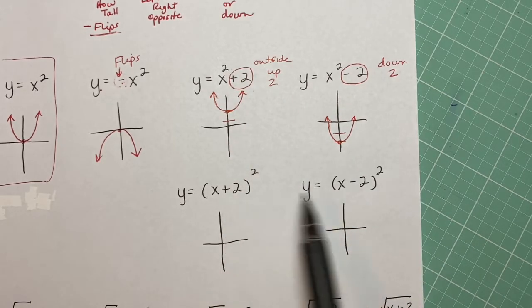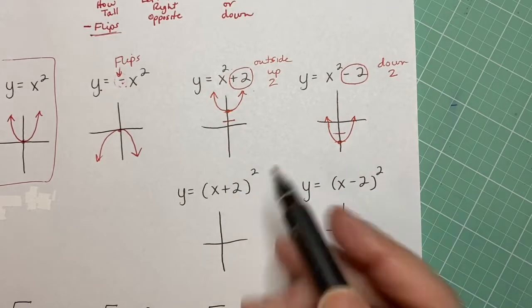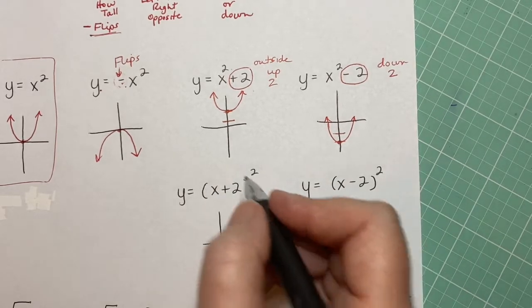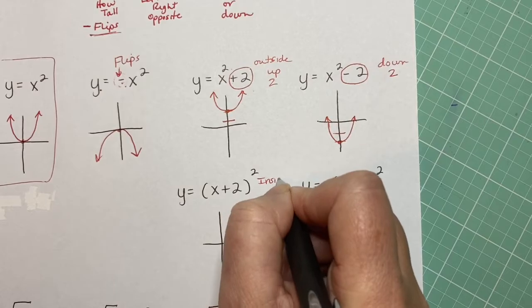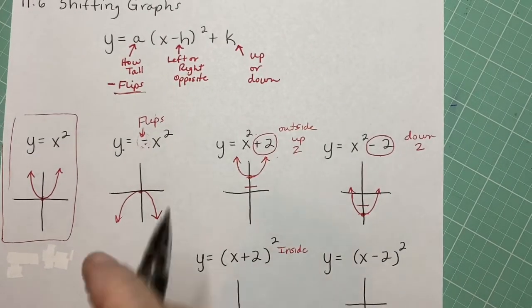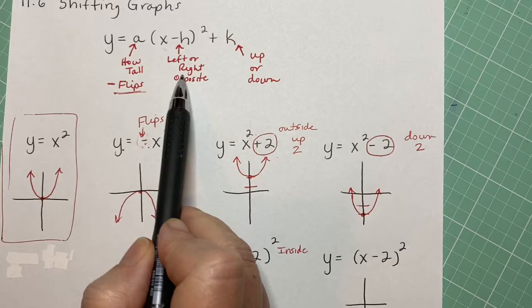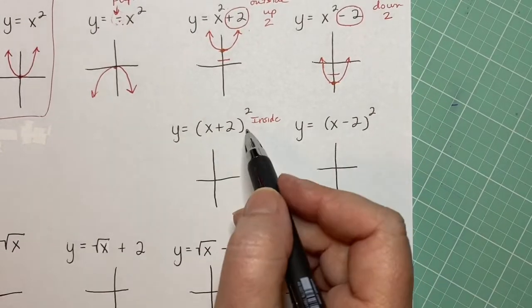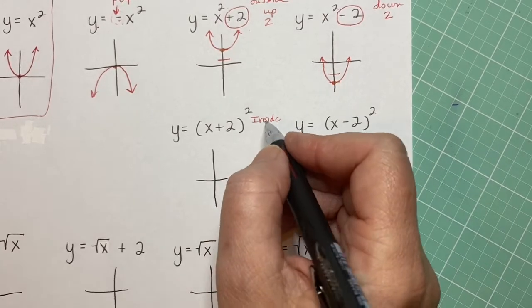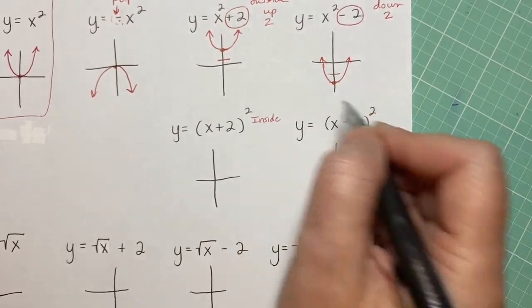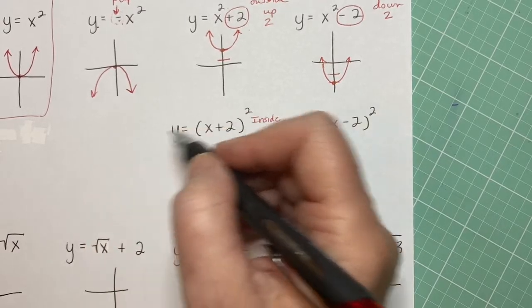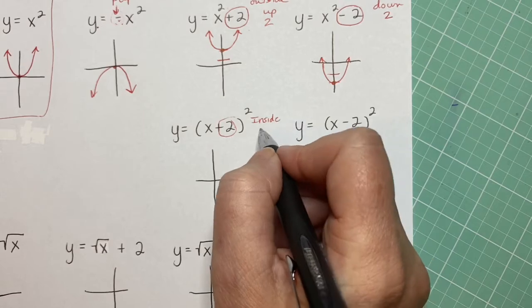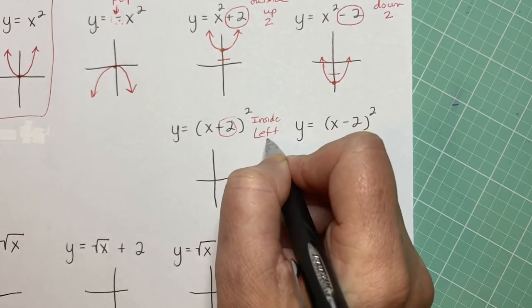But I want you to look at these two. It still says plus 2 or minus 2, but these are inside the parentheses. And so when it's inside, and again, you can look up here at the formula, when it's inside the parentheses, it goes left or right, the opposite. So what I mean by that is, again, it's inside and it's a positive 2. So we normally think right is to the positive and left is the negative, but we're going to do the opposite of this. So since it's a positive 2, instead of going to the right, we're going to do the opposite and go left 2.